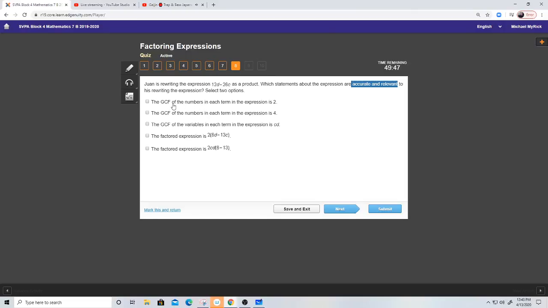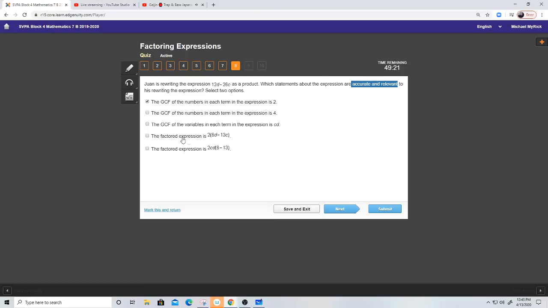The greatest common factor of the numbers in each term is 2. Yeah, I get that, because 26 is a funny number. It's like 1, 2, 13, 26. So, alright, the GCF is 4? No. The GCF of the variables in each term is CD, and that's not correct.